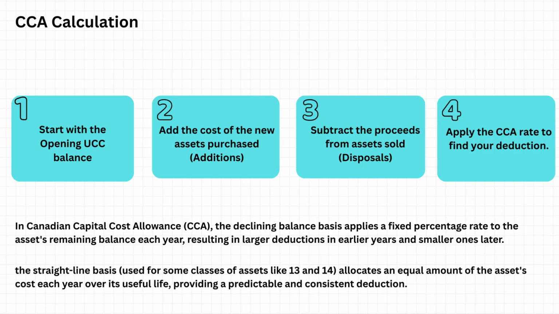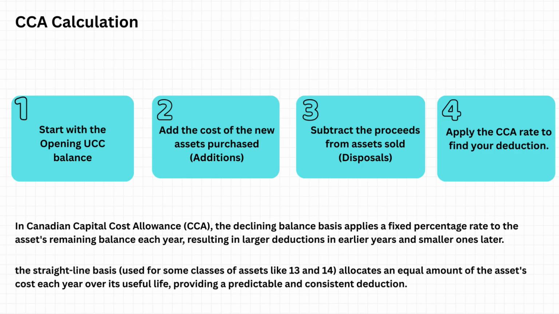See, much better. It's really just a four-step recipe. You start with your UCC balance from last year, then you add the cost of any new stuff you bought, then you subtract the money you got for anything you sold. That gives you your new base. And then the final step, you just multiply that base by the rate for that class, and boom, that's your deduction for the year.